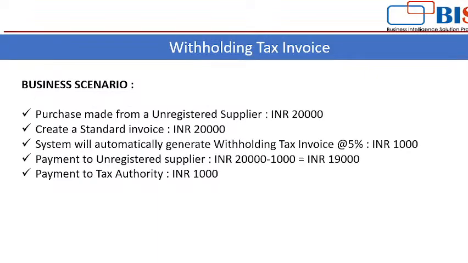So this is the business scenario that I have taken for the Aeronet Group. Purchase made from an unregistered supplier is 20,000. Then create a standard invoice for 20,000 and the system will automatically generate a withholding tax invoice at the rate of 5%. When you try to make the payment to this unregistered supplier for this invoice, the system will automatically take 19,000 as the payment amount, because 1,000 is the amount that we are deducting and we will pay on behalf of that unregistered supplier to the tax authorities.